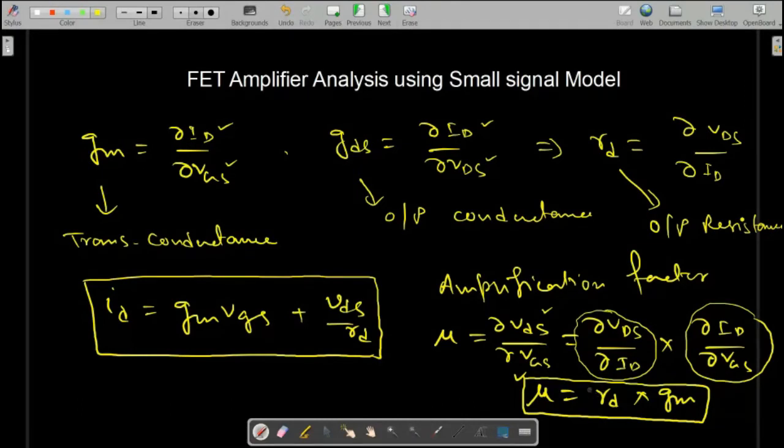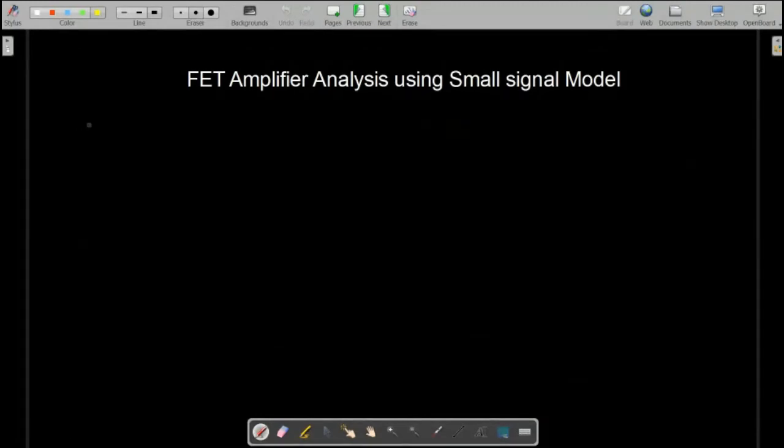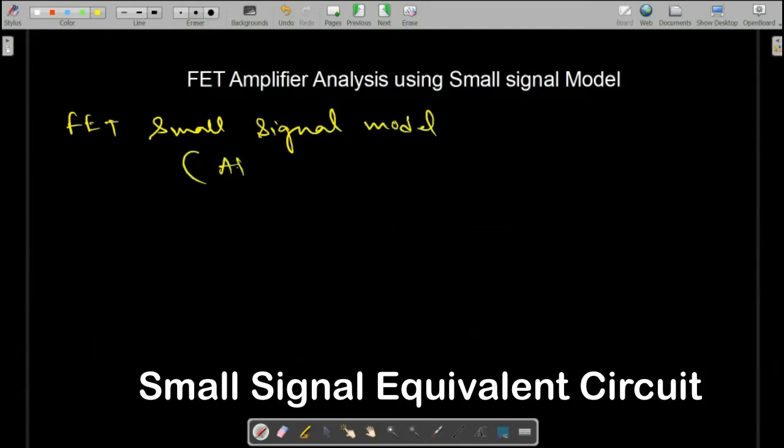Now let us establish the circuit. We have already established that equation. So what about the circuit? The FET small signal model, again I am telling, at low frequency. So we are not considering the internal capacitances. Okay, so let us see.